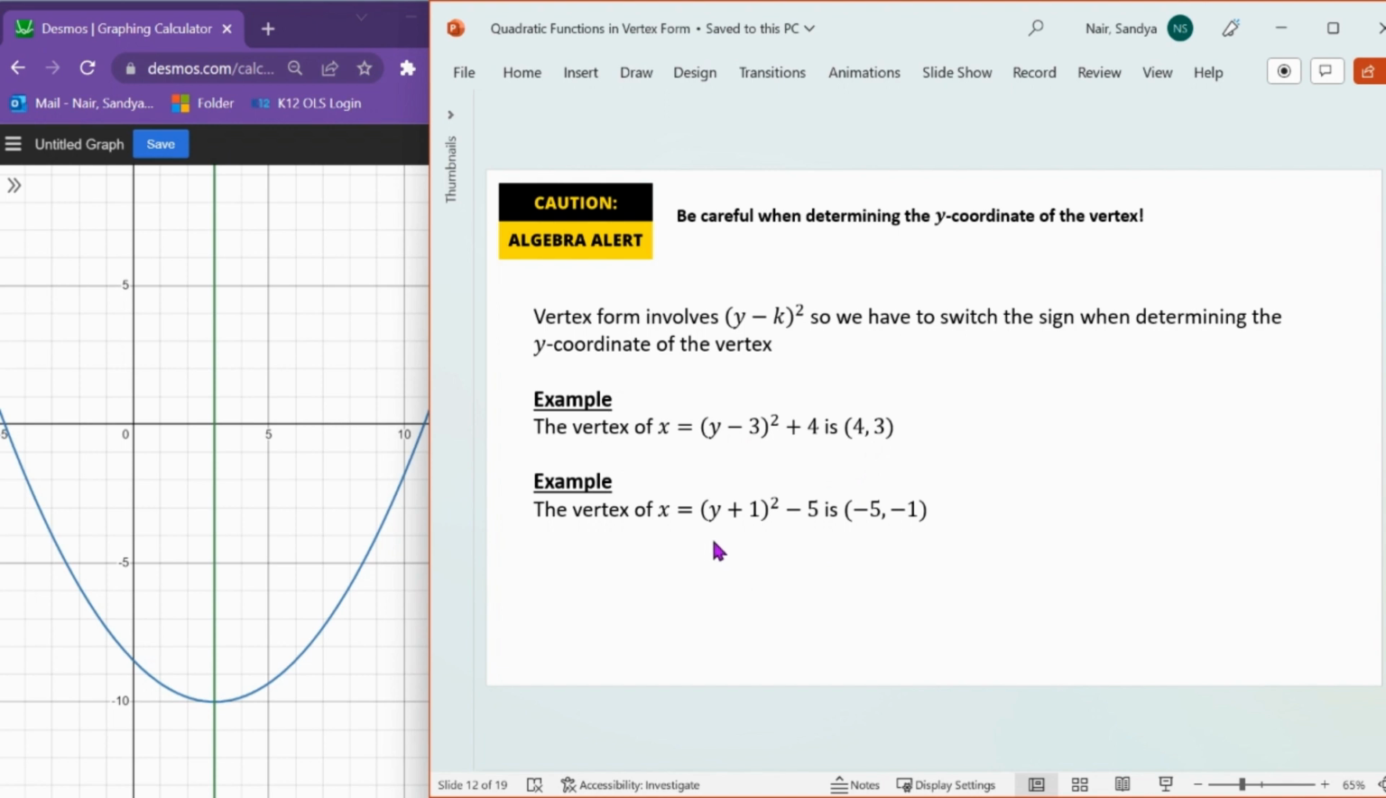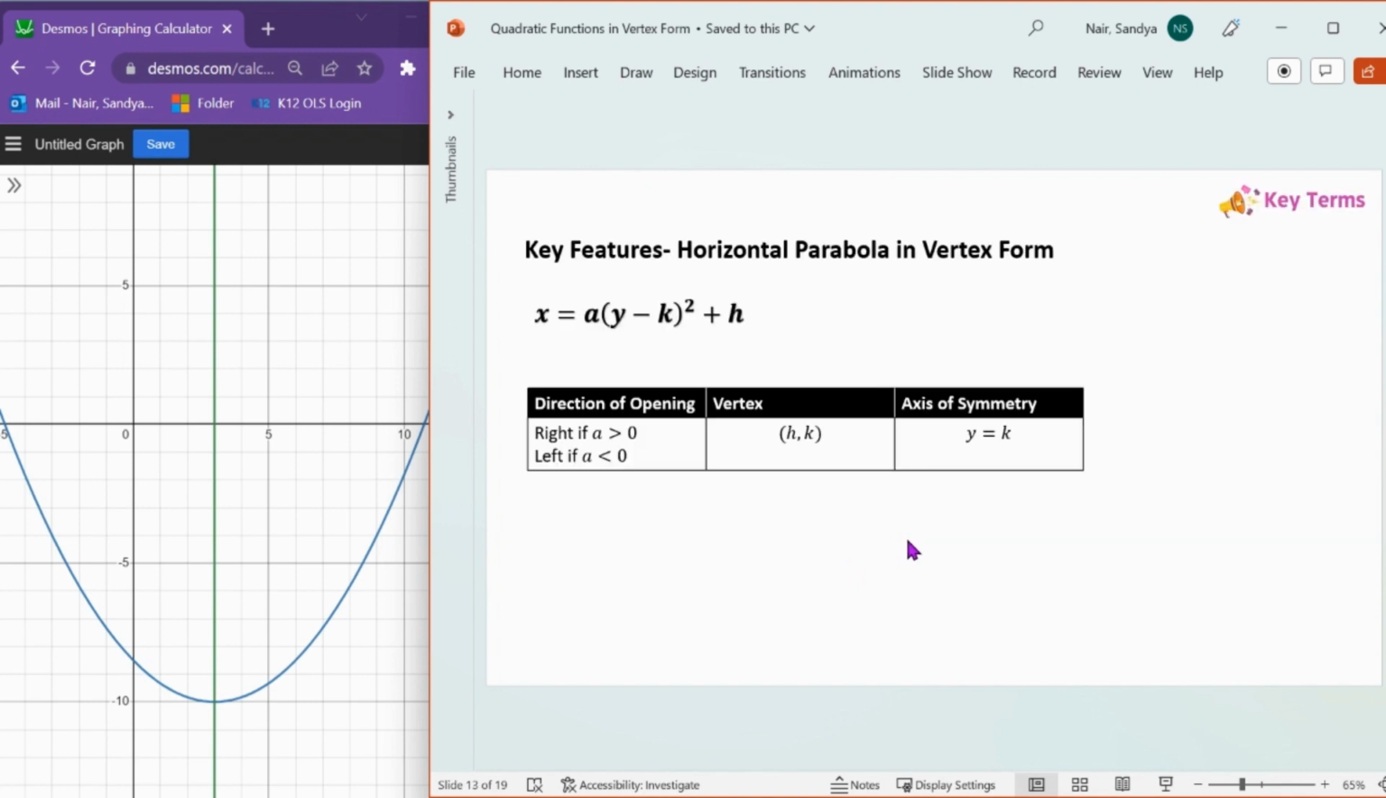The vertex of x equals (y + 1)² - 5 is going to be (-5, -1), because that -5 is on the outside. And then we have to switch the sign that's in front of the 1 when writing the value of k. So here's the summary of the key features of a horizontal parabola in vertex form. We can identify the direction of opening, the location of the vertex, and the equation of the axis of symmetry.